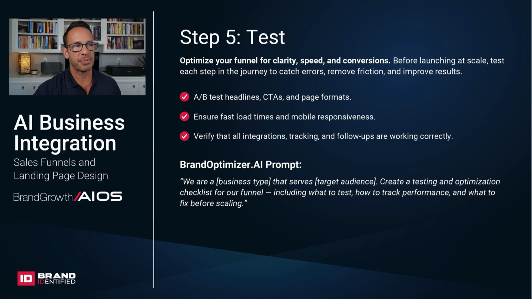So moving on to step number 5, and that is to test. Optimize your funnel for clarity, speed, and conversions. Before launching at scale, test each step in the journey to catch any errors, remove any friction points, and improve the results. So A/B test your headlines, your calls to actions, and your page formats. Ensure fast load times and mobile responsiveness, and verify that all integrations, all tracking, and all follow-ups are working correctly. And then I've given you another BrandOptimizer.ai prompt for step number 5.